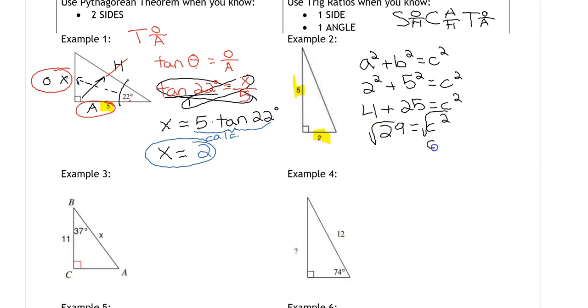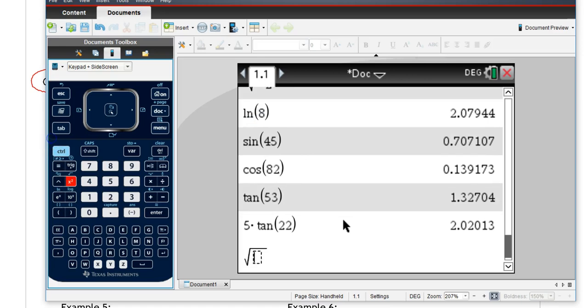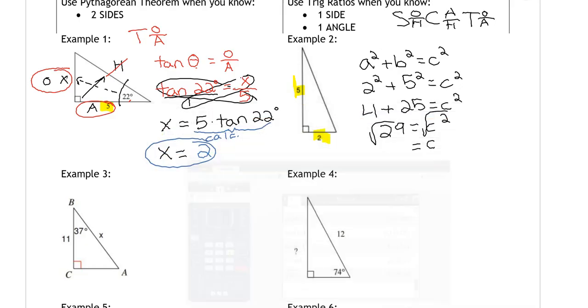We'll take the square root, and c equals the square root of 29, which is 5.4. And that's it.